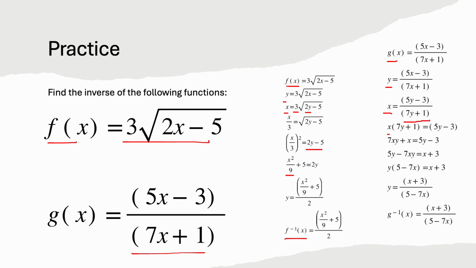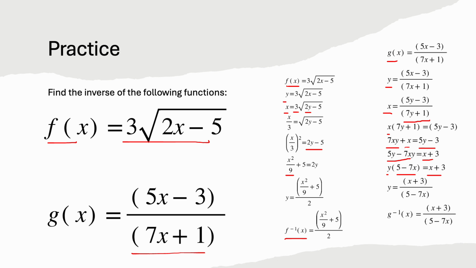So we have x times 7y plus 1 is equal to 5y minus 3. We solve that out. x times 7y, well, that's going to be 7xy. x times 1 is going to be x, is equal to 5y minus 3. Get the y terms on one side, so that's going to be 5y minus 7xy is equal to x plus 3. Factor out a y, so we have y times 5 minus 7x, because again, y times 5 is going to be 5y, and y times negative 7x is going to be negative 7xy. And that entire thing is going to be equal to x plus 3.